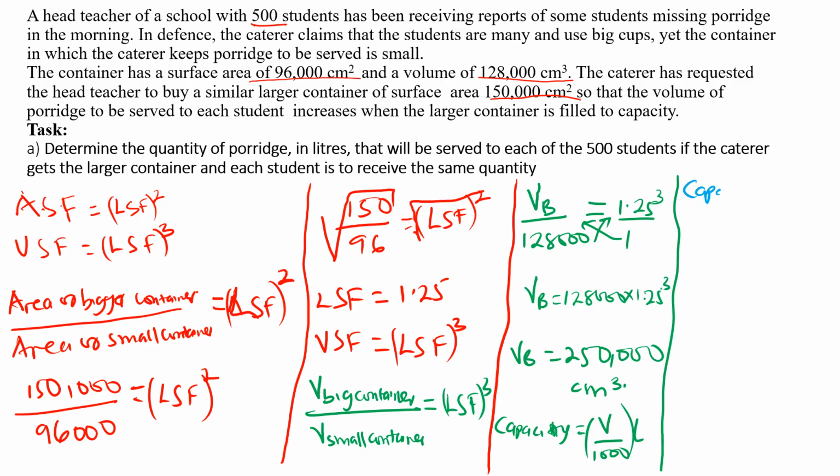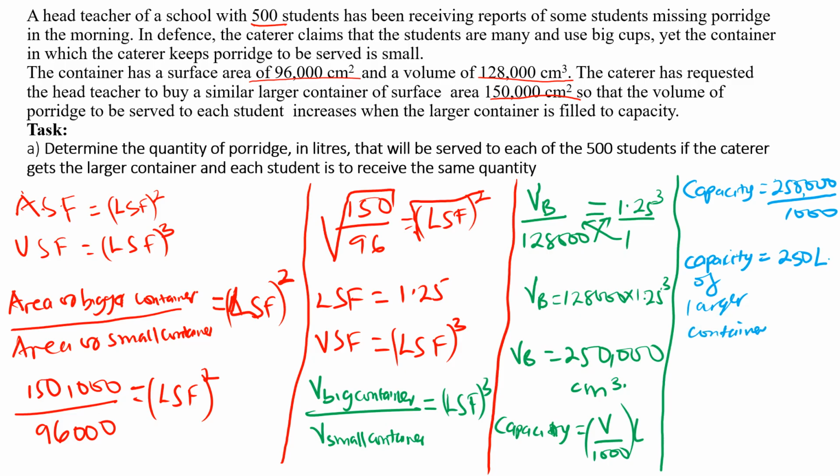So the capacity of the larger container will be 250,000 divided by 1,000. Then we shall have the capacity as 250 liters. So this is the capacity of the larger container.